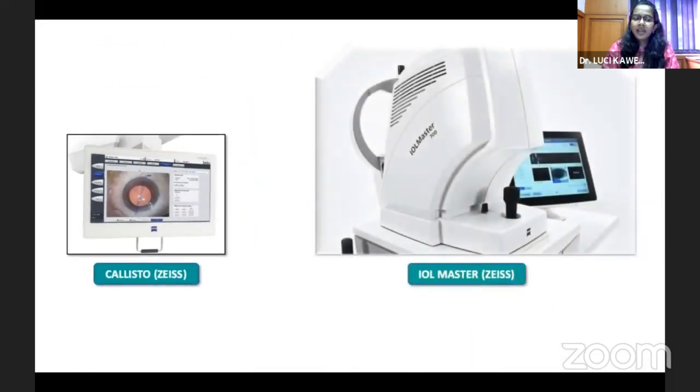At our center, we have the Callisto marking system. So I'll be going a little more in detail about that. This can be paired with IOL Master 700, and there's a Callisto refractive suite available. They have a Zeiss Forum, which has an EQ workplace with which we can micromanage things.